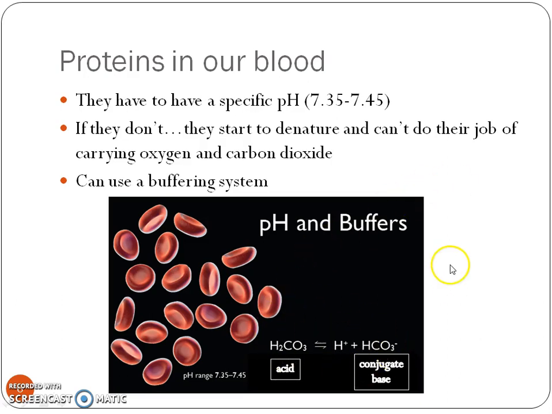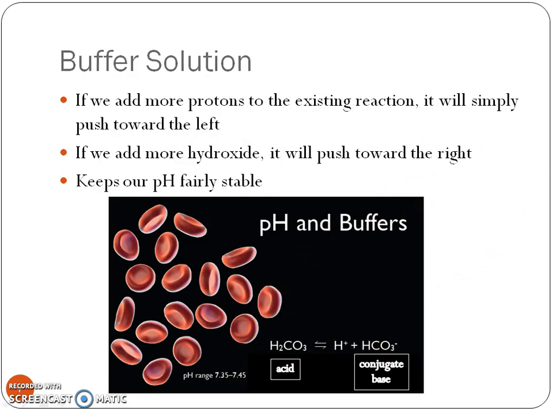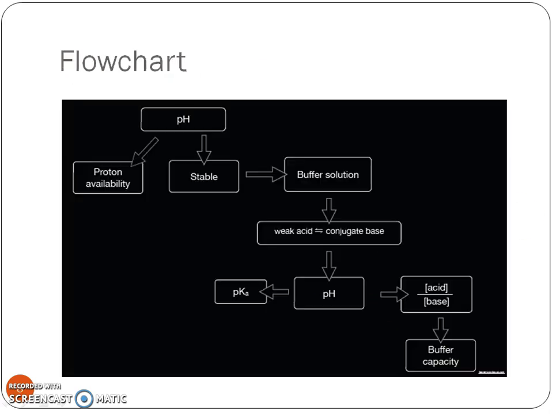So here's our equilibrium. He talked about how in a buffer solution, if you add protons or H+ ions from a strong acid, it's going to simply shift the reaction to the left, according to Le Chatelier's principle. And then if you add more hydroxide ions from a strong base like OH-, it will push the reaction towards the right. So either way, we're going to fairly keep that pH stable.